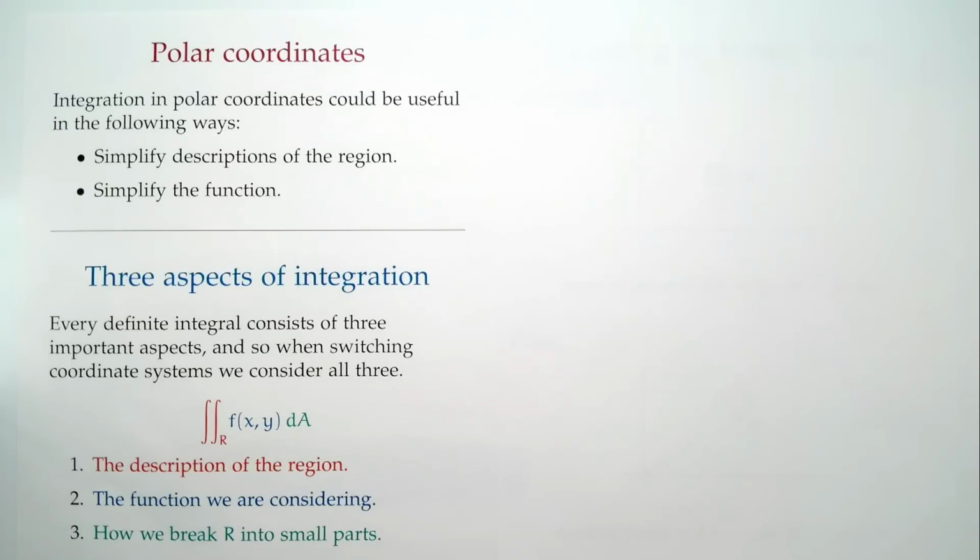And the last part, which oftentimes we forget about, but it's important to remember, is this dA. And that says, how do you break things into small parts? So if we understand all three of those things, how do we describe our region? What is our function in terms of the coordinates that we're using? And how do you break R into small parts? Then we can handle any integral. And in particular, we can switch from one coordinate system to another. So I want to talk a little bit about this last part. How do you break things into small parts?